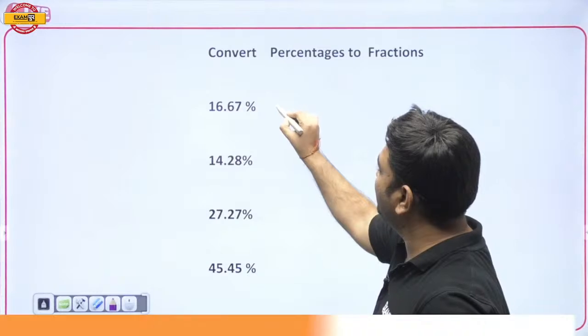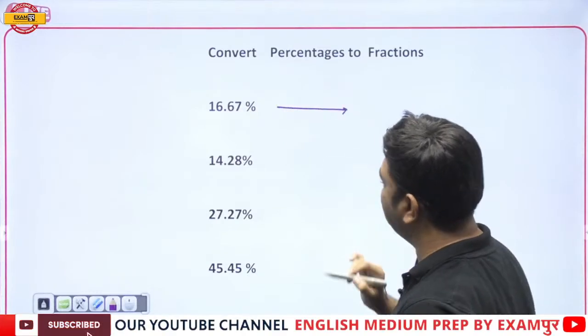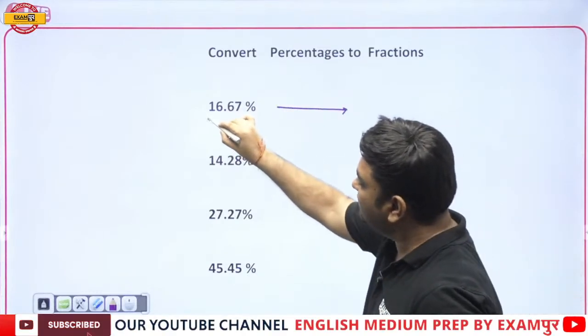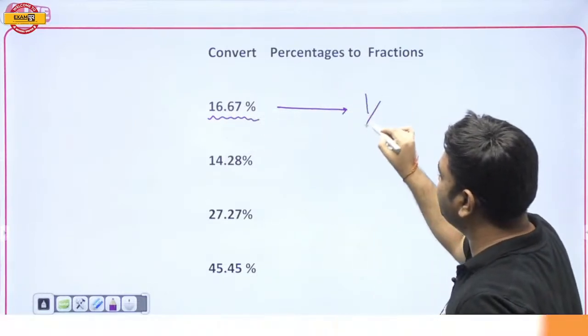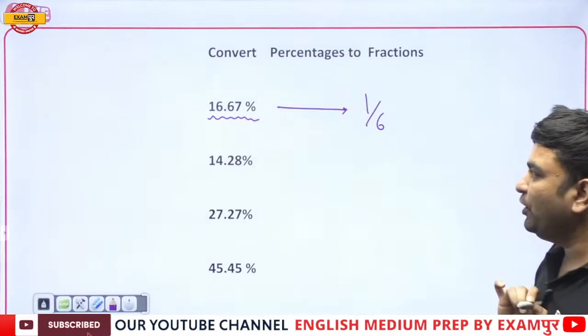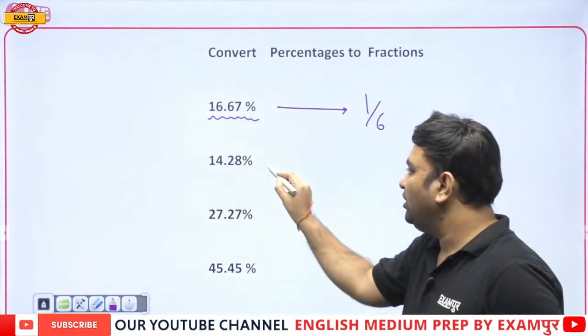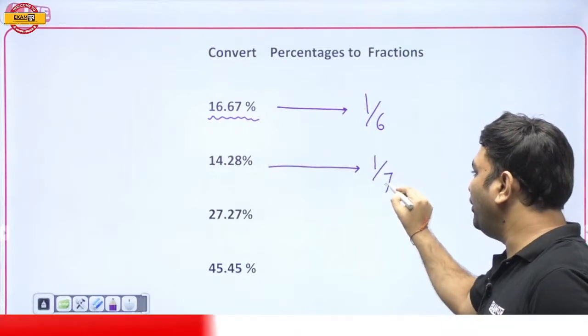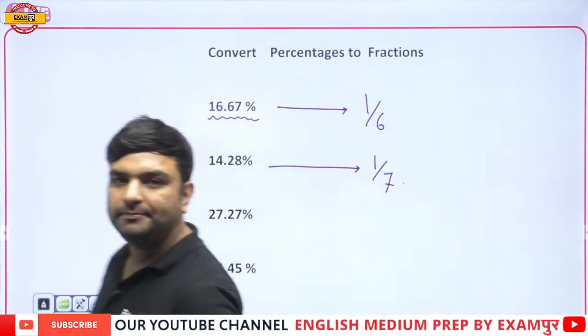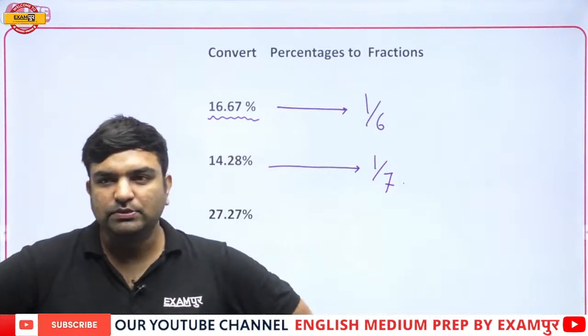Like the first question is, what is 16.67%? You need to remember this, that 16.67% is 1 by 6. What is 14.28%? It is 1 by 7.